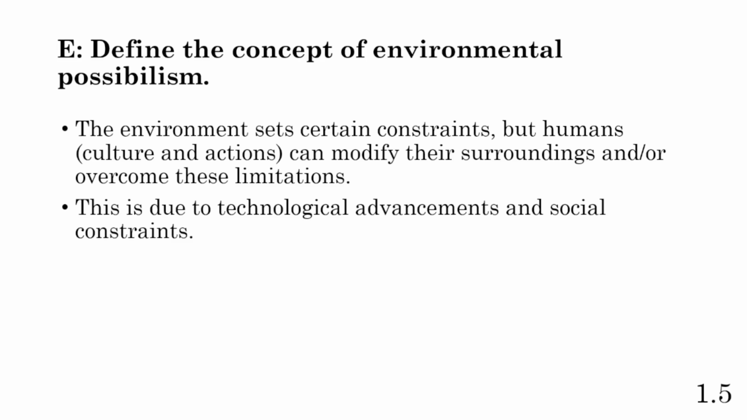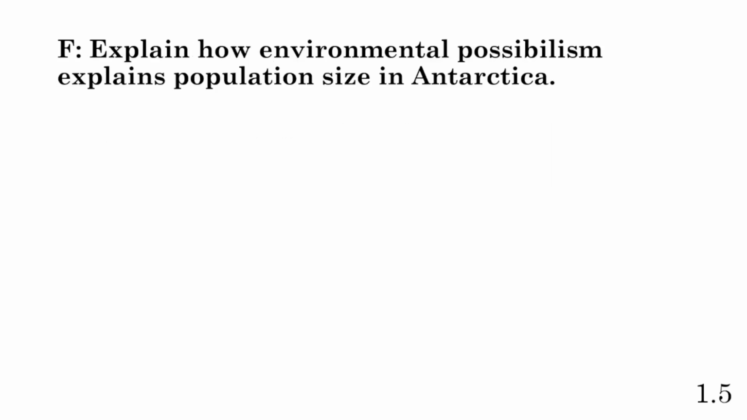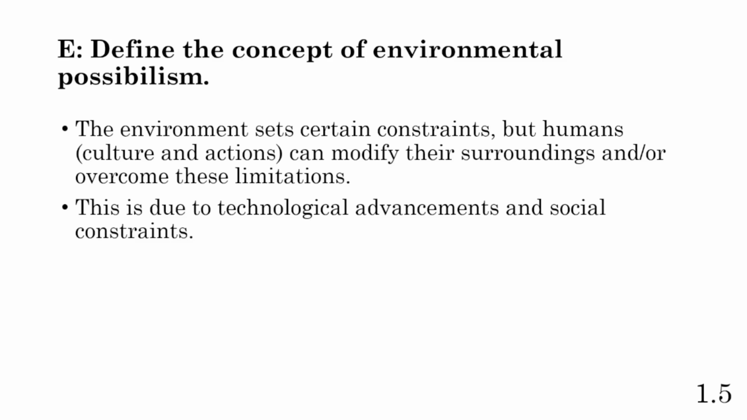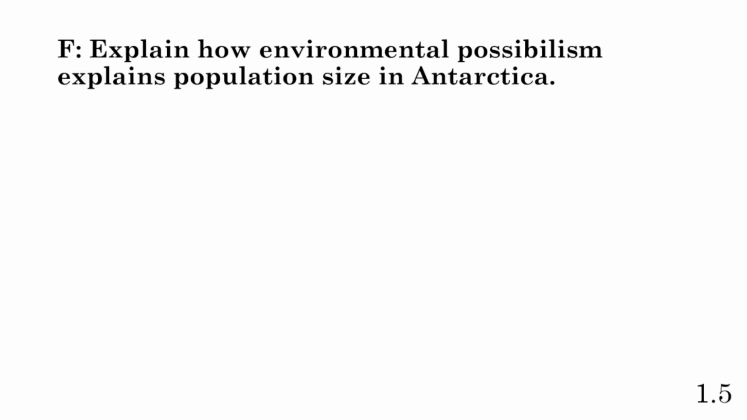We have gotten way better at modifying our environments and overcoming our environmental limitations when we have greater technology and social constraints, as well as better economies. Explain how environmental possibilism explains population size in Antarctica. So we're applying this definition here. Yes, the environment sets some limitations, but humans can overcome these limitations. How does that apply to Antarctica? Well, when I think of Antarctica, I think of ice. It's very, very cold in Antarctica. If you don't know that, well, now you do. And that can make living in Antarctica very, very difficult.